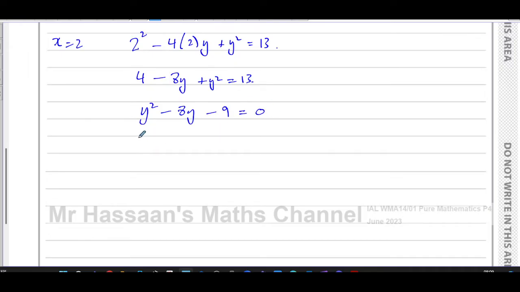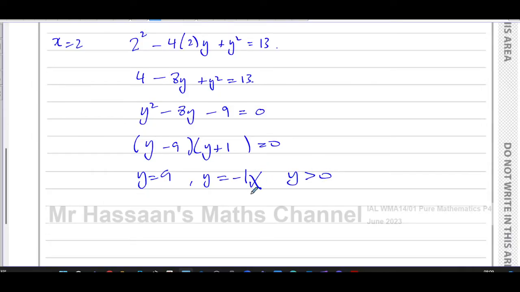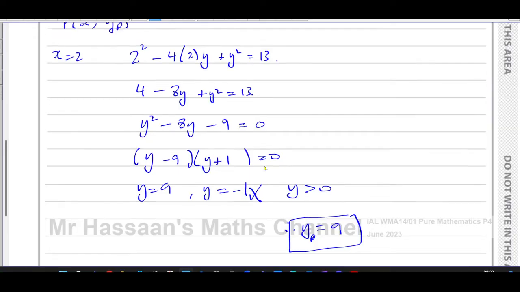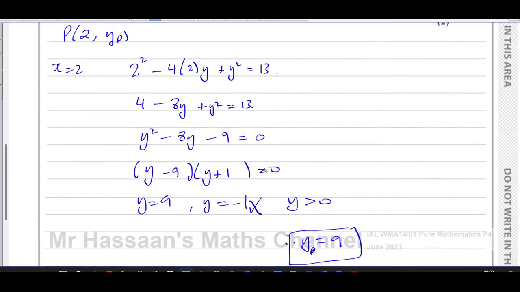So I end up with something I can factorize. I'm pretty sure this factorizes. 9 and 1 will be my two numbers that multiply to give you 9. One has to be positive, one has to be negative. It must be negative 9 and plus 1. So we have y equals 9 and y equals negative 1. Now, obviously, y has to be greater than 0, so this is not one of the solutions. So therefore, y has to equal 9. So the y coordinate of P is 9. We reject the minus 1, of course, because the curve doesn't exist down there. Okay, so that's the answer to this question.